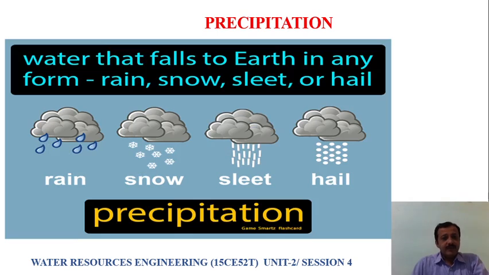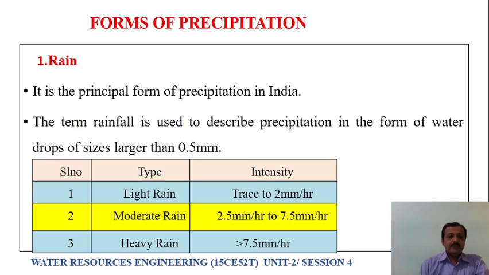So these are the different forms of precipitation: rain, snow, sleet, hail. Coming to the different forms of precipitation, the first is rain. Rain is the principal form of precipitation in India. It's the main form, right? So in India, rain is the principal form of precipitation.